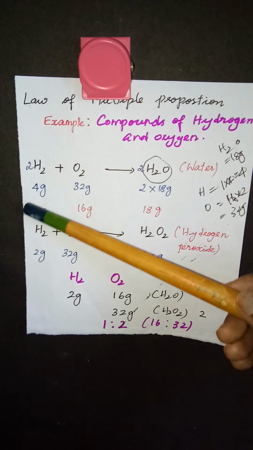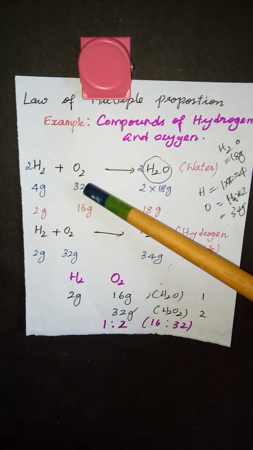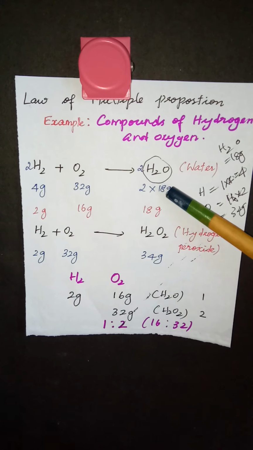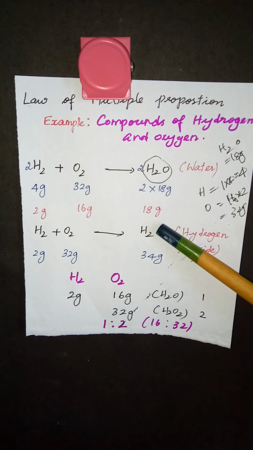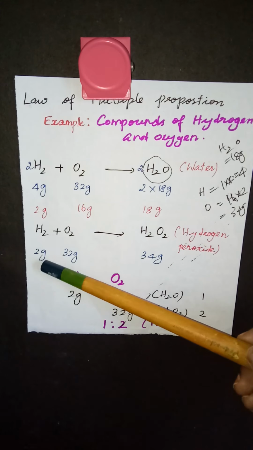I have to divide the entire mass by 2. So if I divide this by 2, I get 2 gram. And again divide this by 2, I get 16 gram. And divide this by 2, I'm getting 18 gram. I'm doing this to fix the mass of hydrogen to 2 grams. So both are 2 gram.